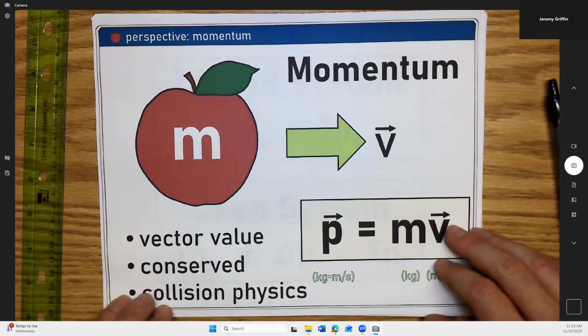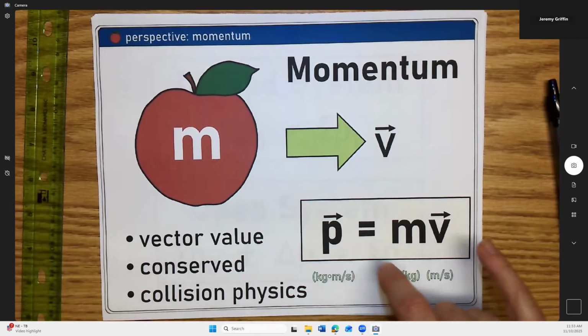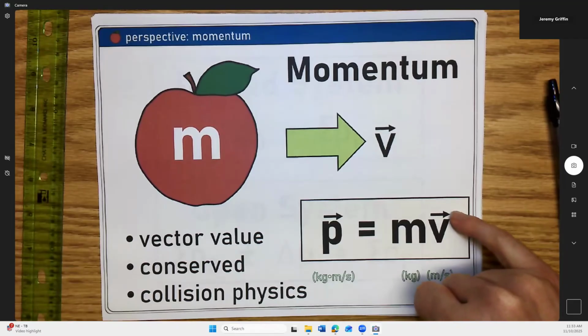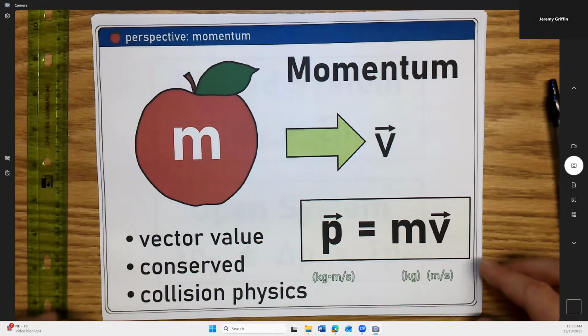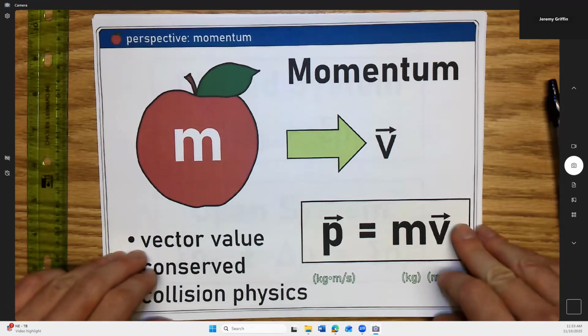I'm not normally in the habit of throwing arrow vectors over all the variables that are vectors, but for some reason when we get to momentum, it's like my brain just switches and I start putting arrows over all the vectors. So, all right, we'll go with that.